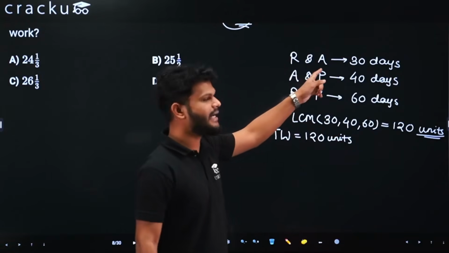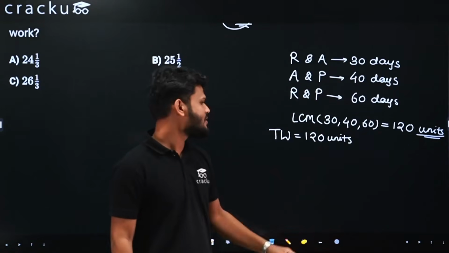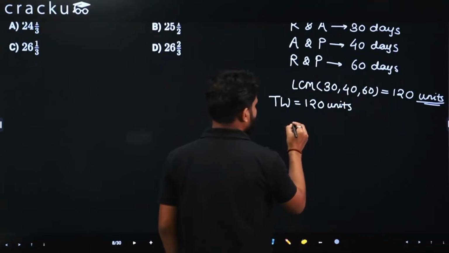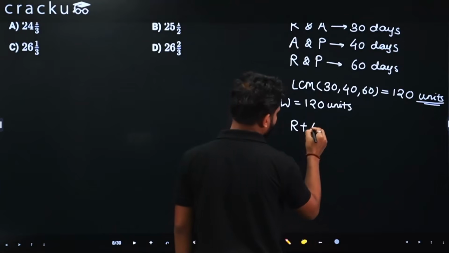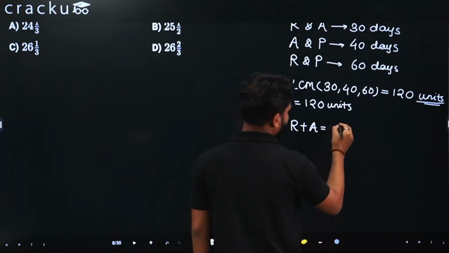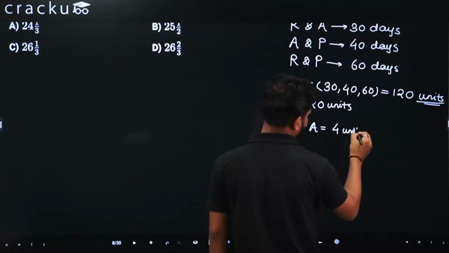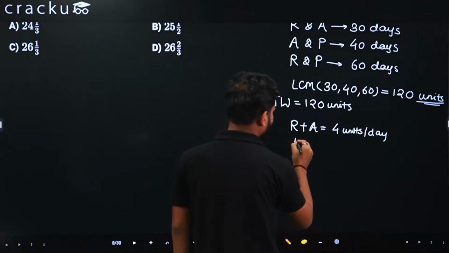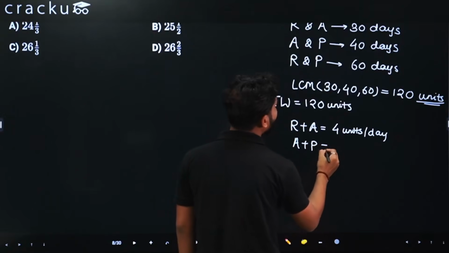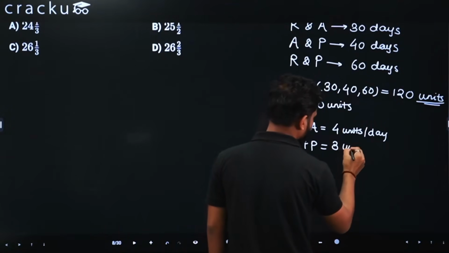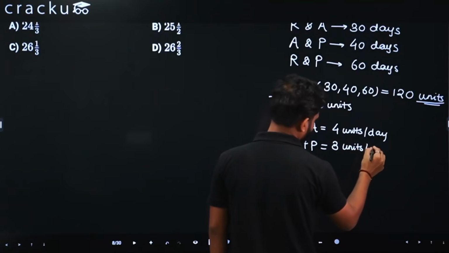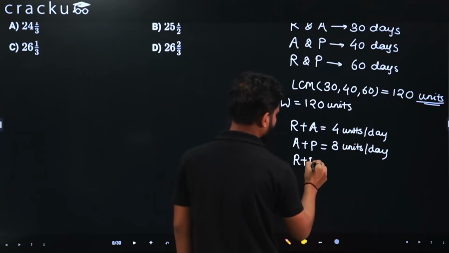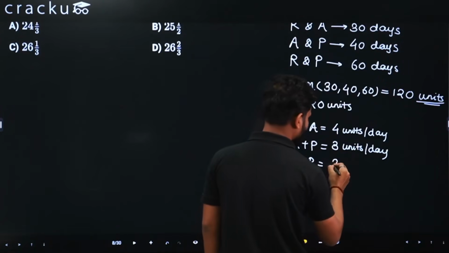Now Ram and Ali together complete this work in 30 days. So Ram and Ali complete 120 units in 30 days. In one day, how much would they complete? So I would say the efficiency of Ram plus Ali is 120 by 30, which is 4 units per day. Similarly, for Ali and Peter, I can find out 120 divided by 40, which is 3 units per day. And for Ram and Peter, it is 120 by 60, which is 2 units per day.